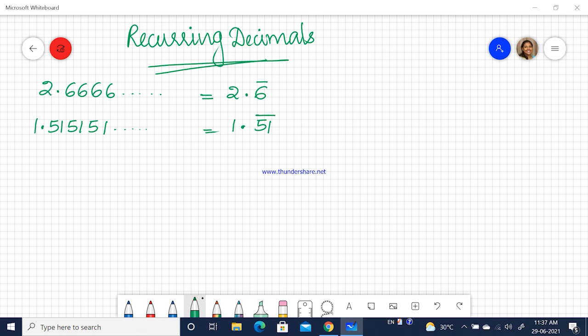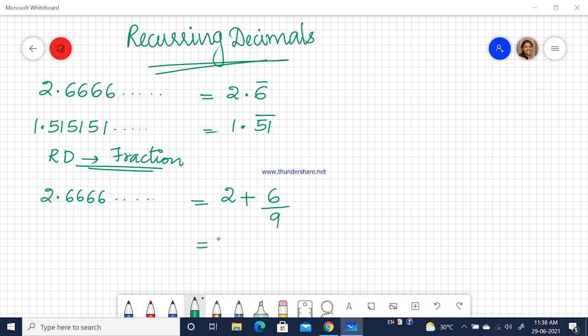Now the next is, if you are getting a recurring decimal, how do you convert that into a fraction? How do we convert a recurring decimal to a fraction? Suppose you consider 2.6666. So if you want to convert this recurring decimal to a fraction, you write first 2, then plus. You write which number is repeating, you write 6, then divide it by 9. So this can be rewritten as 2 and 6 by 9.